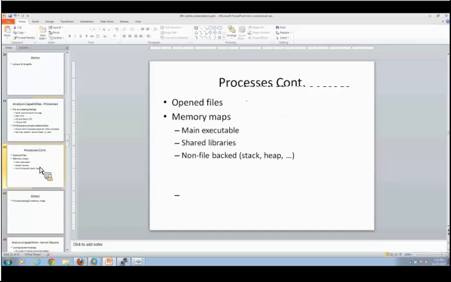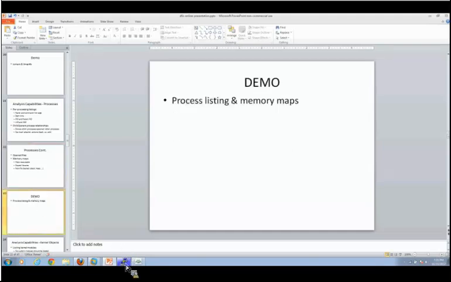The other things that we're interested in on a per process basis are the open files and what files it has mapped into memory. This is going to be things like your main executable and any shared library that it needs. This is equivalent to DLLs on Windows. You also have your non-file backed memory, so your stack and your heap and any other anonymous memory that the process is using. So we're going to look at this now.